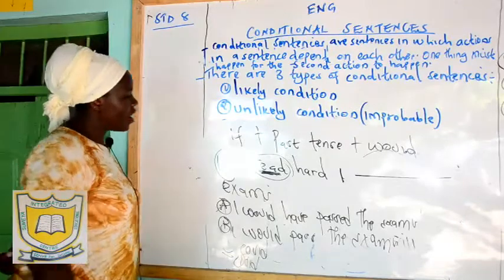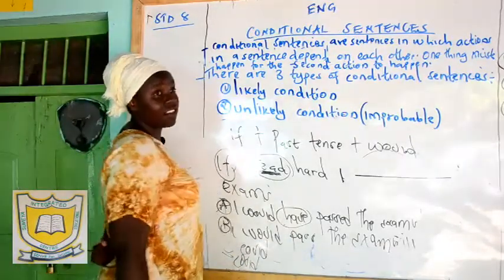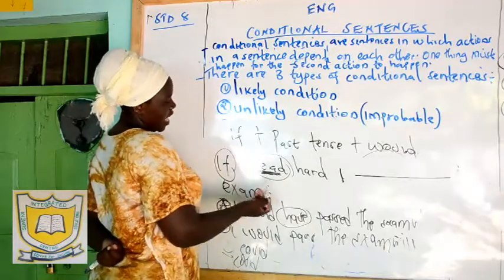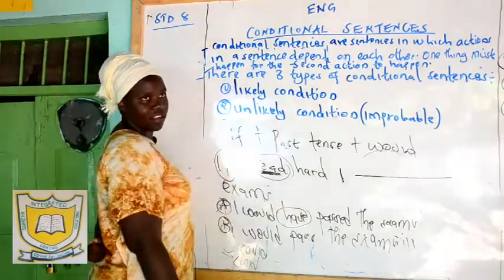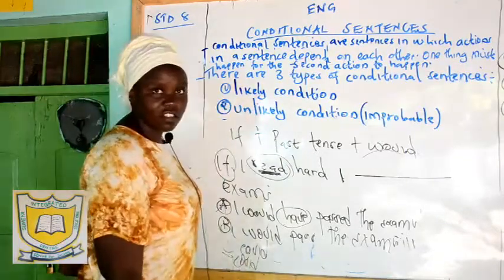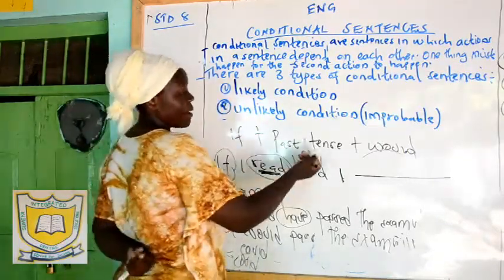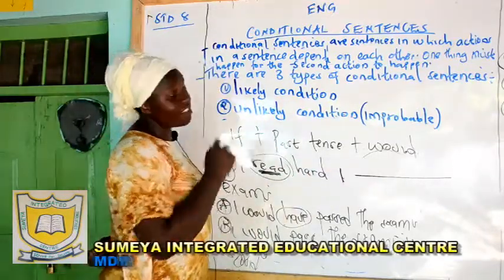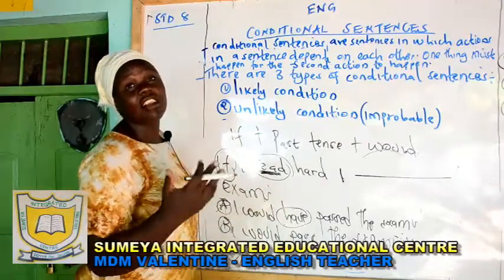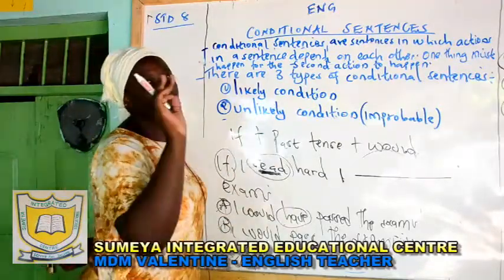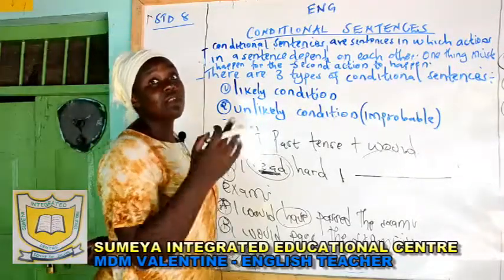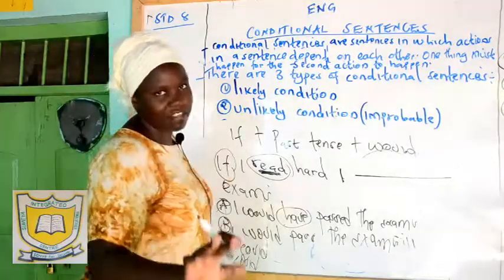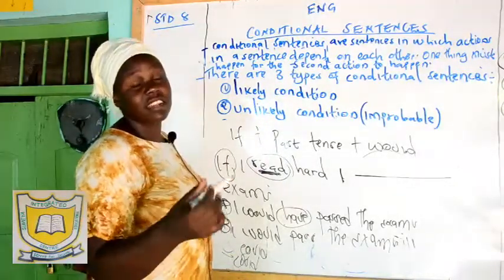Why is your A wrong? Yes, because you have in your sentence the present perfect tense. But here, you are going to form the unlikely condition, which is also called the improbable condition, using if plus a past tense plus would. And what did I say is the unlikely condition? In this type of condition, the two actions are likely not to take place, but there's a small possibility that one of the actions might take place.